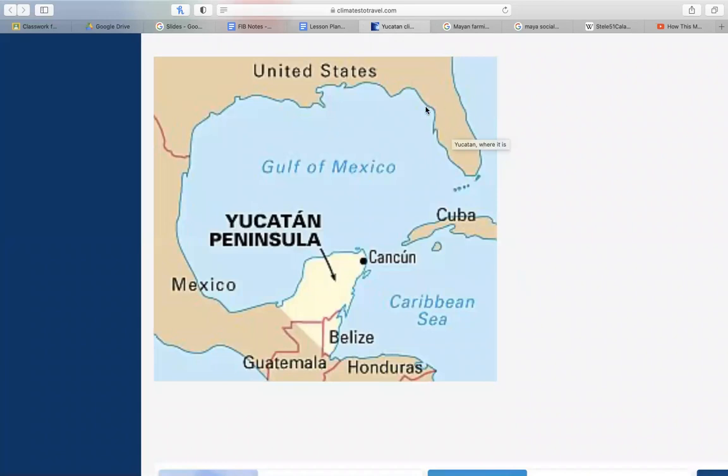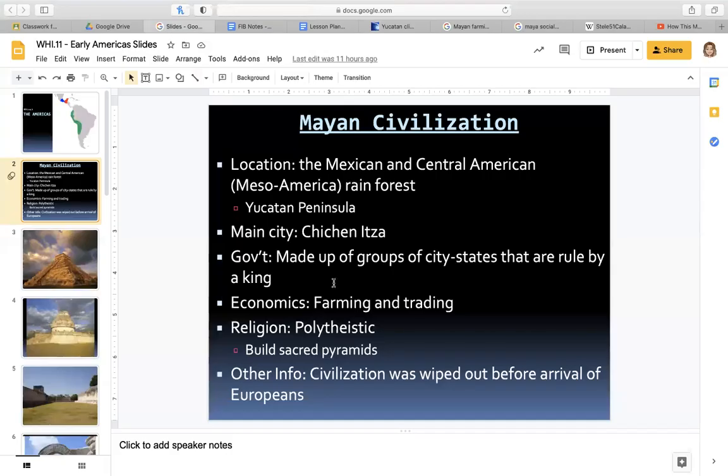So those aren't desert areas, those are very tropical areas. So we can imagine that the Maya civilization was very tropic itself. So we see things like tropical flowers and fruit trees.